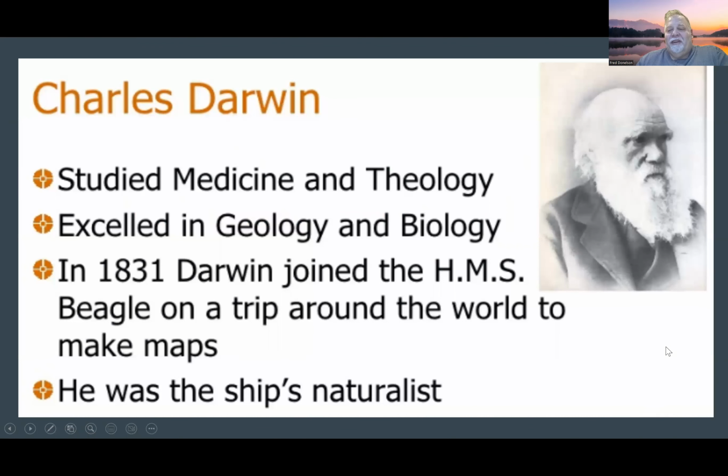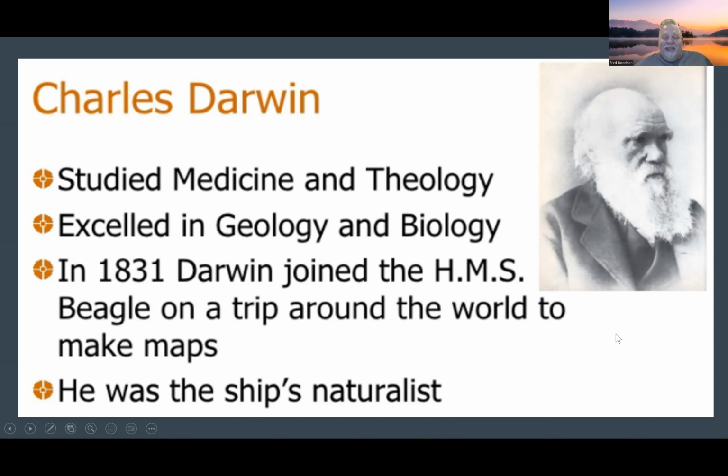Now, natural selection really came about by a guy named Charles Darwin. I'm sure you're all familiar with him. You might not know his background. He actually studied medicine and theology. He was thinking about being a pastor, and he was really good in geology classes and in biology classes. And so he decided, instead of going into theology, in 1831, he joined the HMS Beagle. That was a sailing ship, and it was on a trip around the world to make maps. And he was the ship's naturalist.